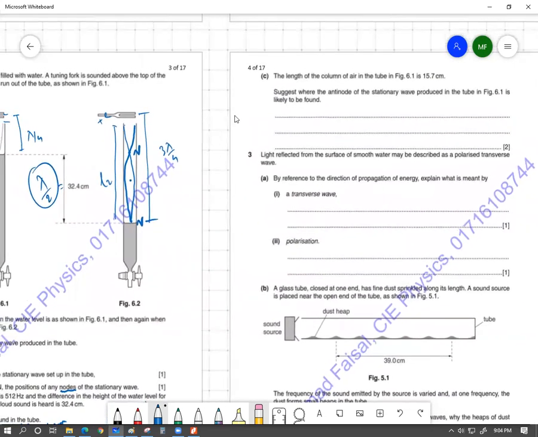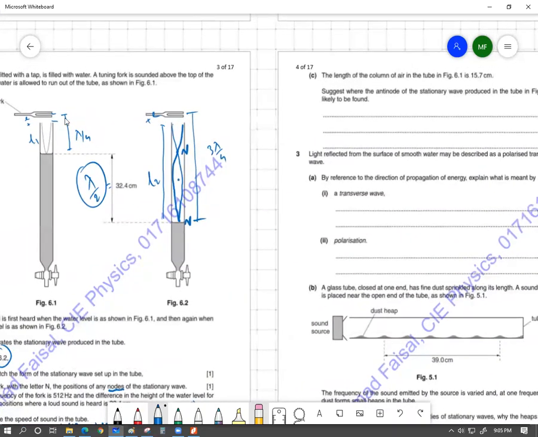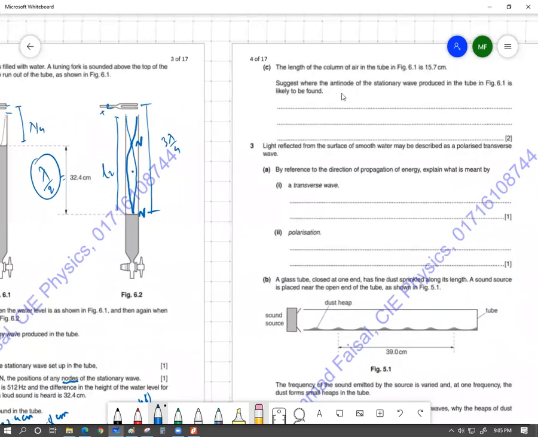Sir, the C number question. Yes, speak, Munaim. Sir, I'm at a class for you. Please, you can share it. Okay. C number will say the length of the air column in figure 6.1 is 15.7 centimeter. So now they're saying that this length of the column is 15.7 centimeter. Suggest where the antinode of the stationary wave produced in the tube in figure 6.1 is likely to be found.